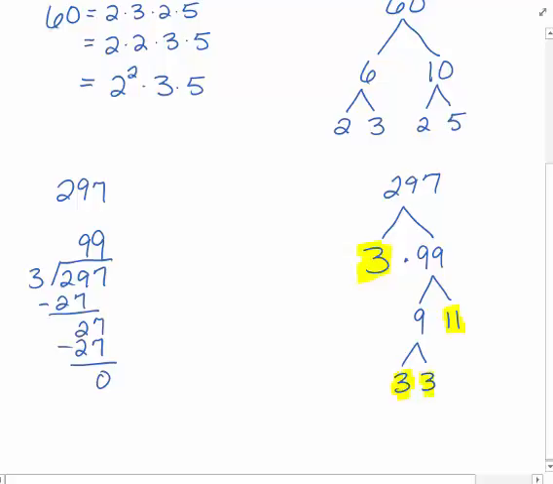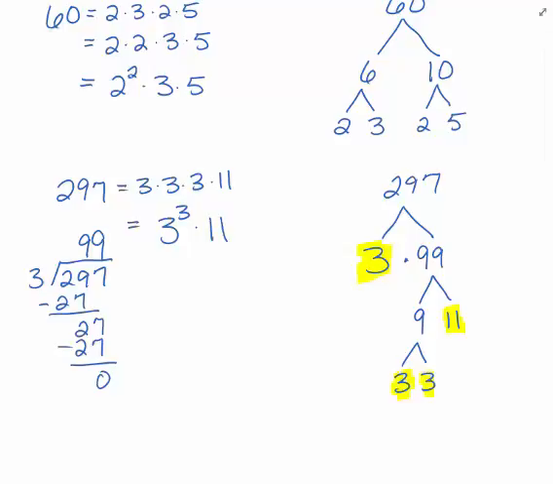And so those 4 numbers form the prime factorization, and that's 3 times 3 times 3 times 11, or 3 raised to the 3rd power times 11. That's the prime factorization of 297.